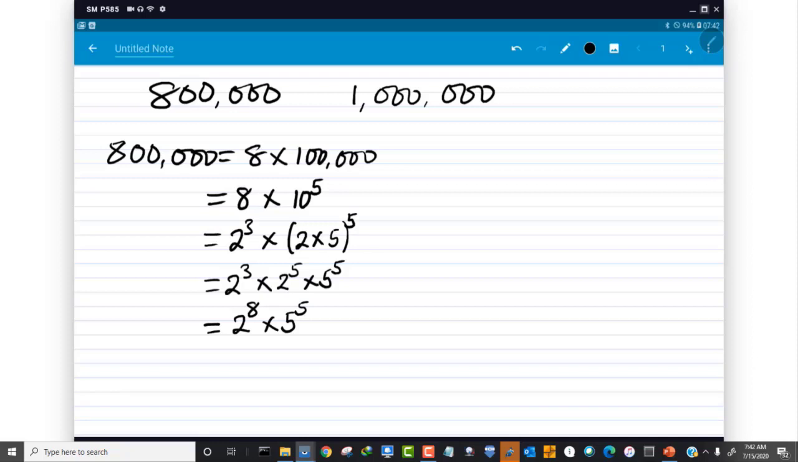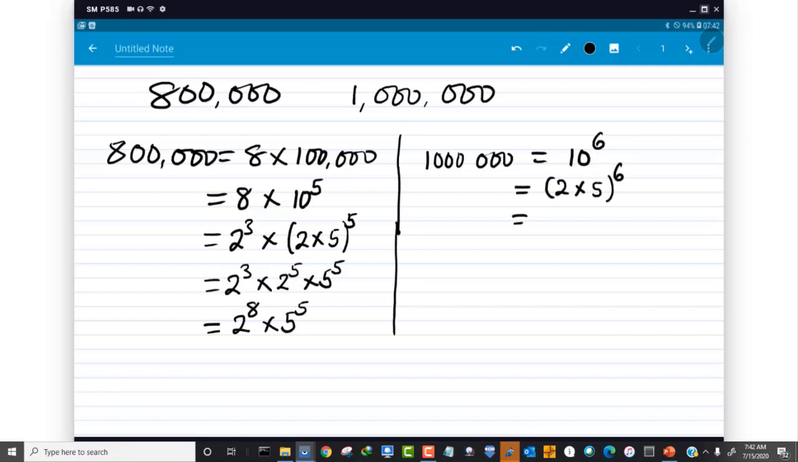Now what about 1 million? The prime factorization for 1 million. 1 million is 10 raised to the power 6 (1, 2, 3, 4, 5, 6, six zeros). Which means 2 times 5 raised to the power 6, and that will be 2 raised to the power 6 times 5 raised to the power 6. Simple. So that's the prime factorization for 1 million.